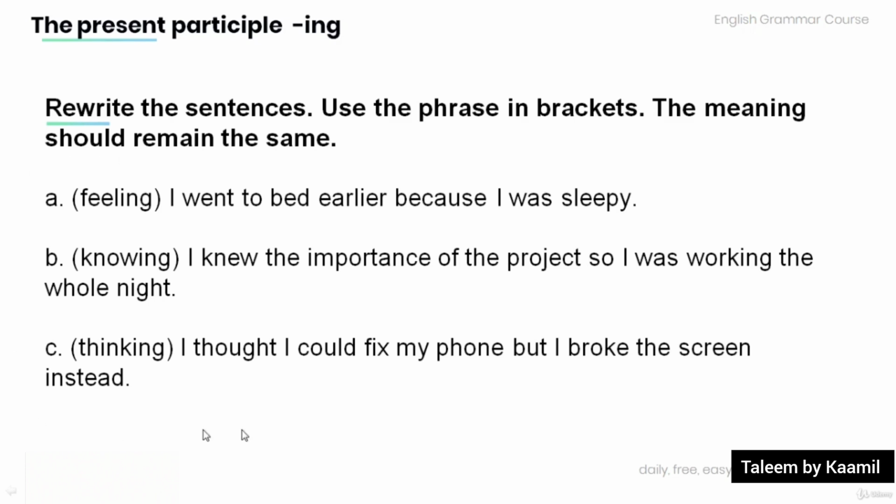And now, rewrite the following sentences using the phrases in the brackets. Note that the meaning should remain the same. A. Feeling. I went to bed early because I was sleepy. B. Knowing. I knew the importance of the project, so I was working the whole night. C. Thinking. I thought I could fix my phone, but I broke the screen instead.